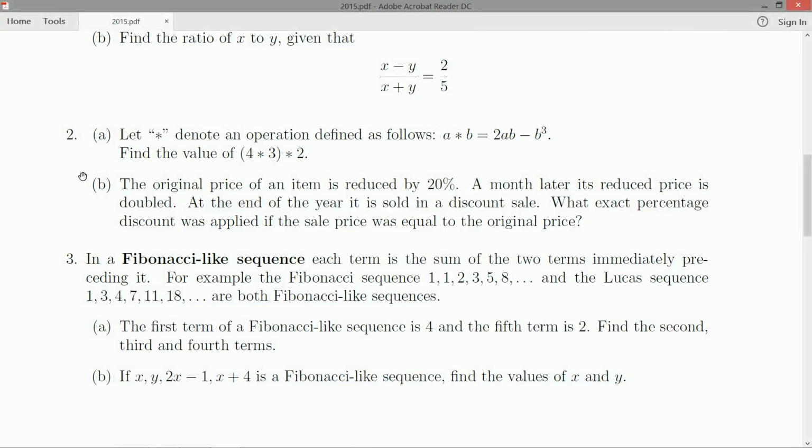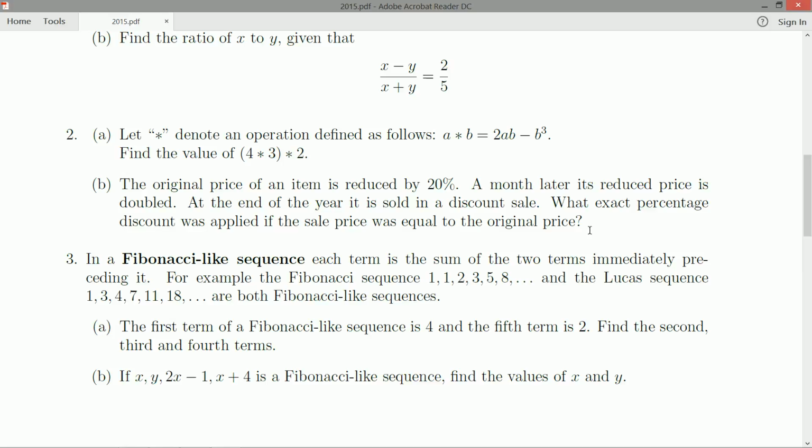I think I saw a percentage sign. I've noticed a lot as I've been doing these Manitoba contests, they usually early on have a percentage style question. So the original price of an item is reduced by 20%. A month later, its reduced price is doubled. At the end of the year, it is sold in a discount sale. At what discount? What exact percentage discount was applied if the sale price was equal to the original price?